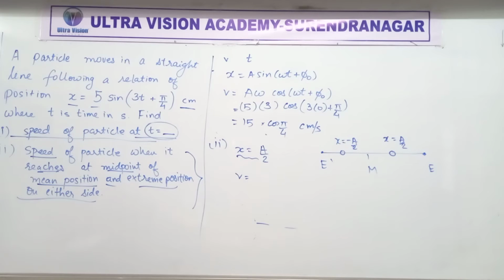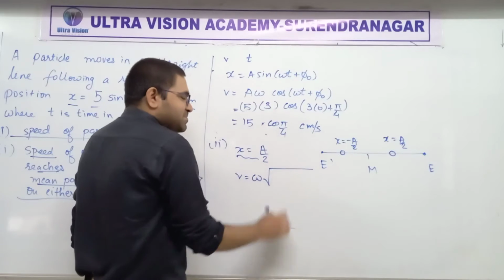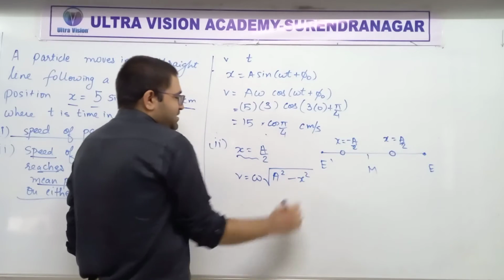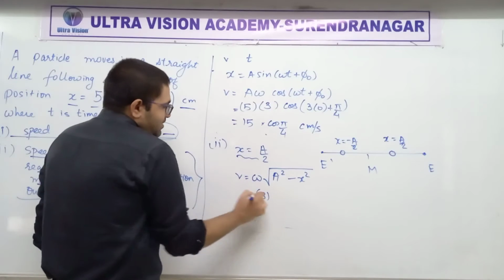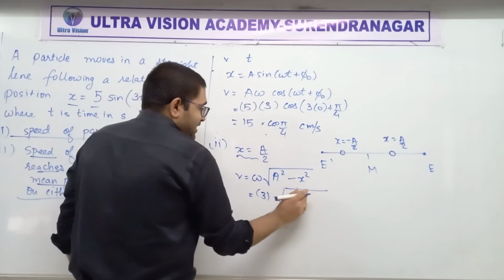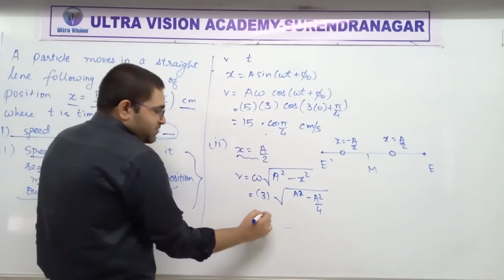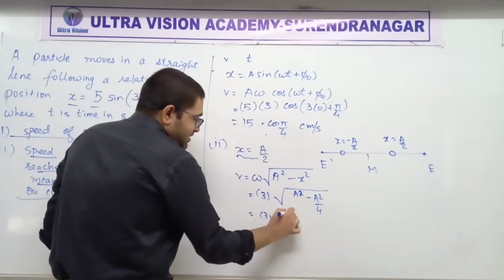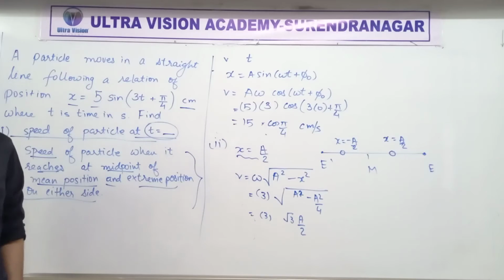V equal to omega into, I know it's complicated to type, omega into root of a square minus x square, isn't it? Let's put the value. Omega is 3, so root of a square minus a square by 4. If you take LCM and then you simplify, this will become root 3a by 2. Understood so far?